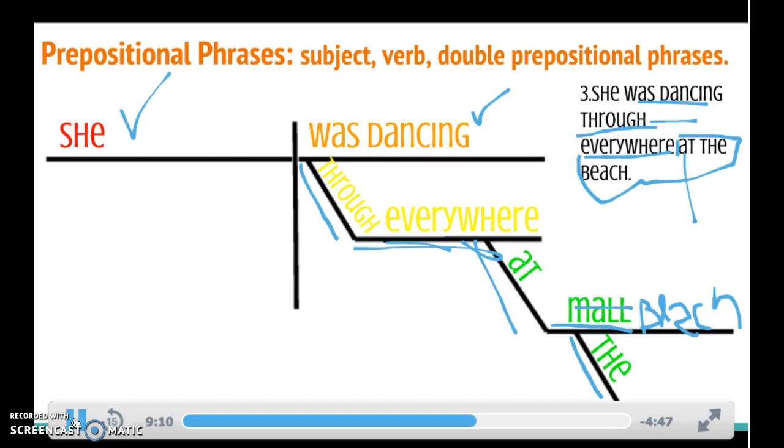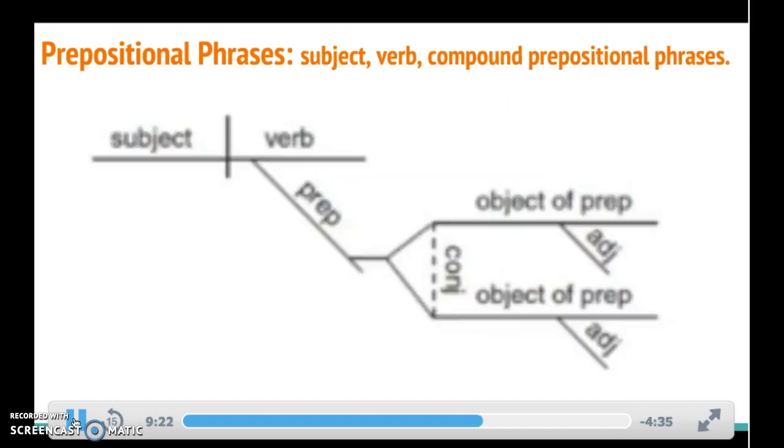And it will go below through everywhere, because in what specific part through everywhere? In every part of the at the beach. So it's describing through everywhere, so that's why it goes below through everywhere.